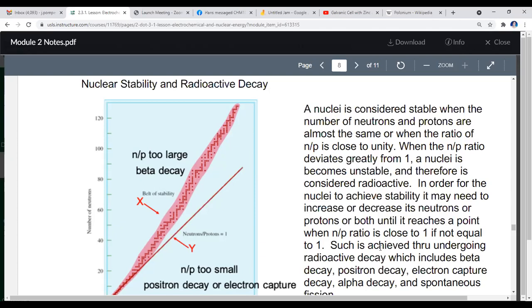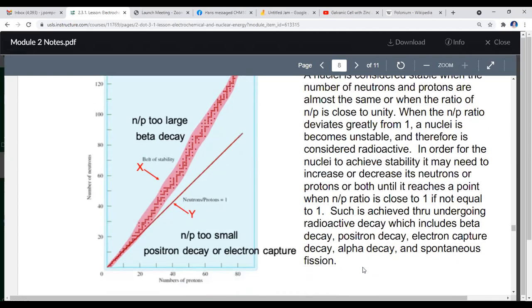Such giving of the protons or the neutrons to gain stability for a nuclei is achieved through undergoing what we call radioactive decay, which includes beta decay, positron decay, electron capture decay, alpha decay, and spontaneous fission. So any of these five. Your atom may utilize any of these radioactive decay routes. That way, it will gain stability.